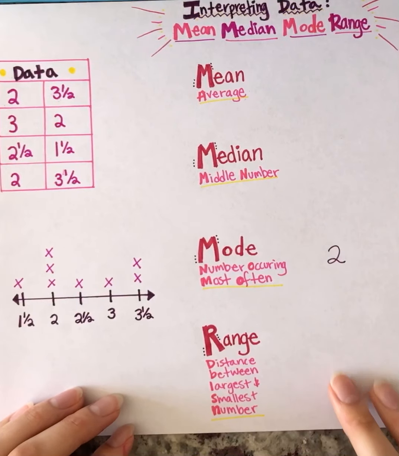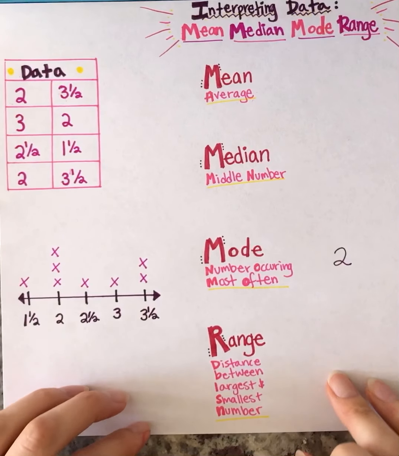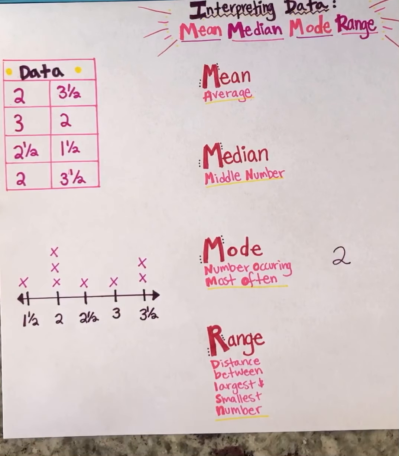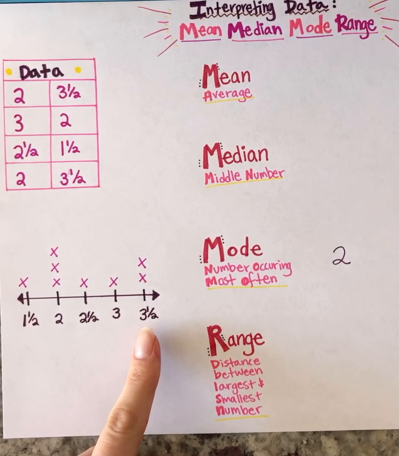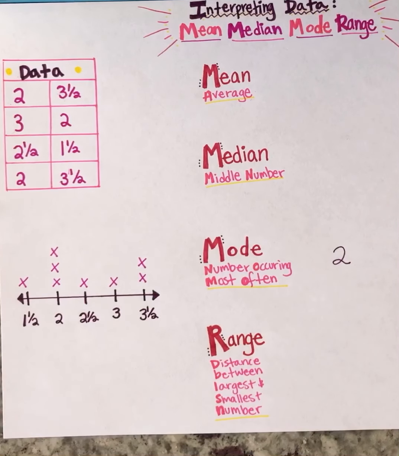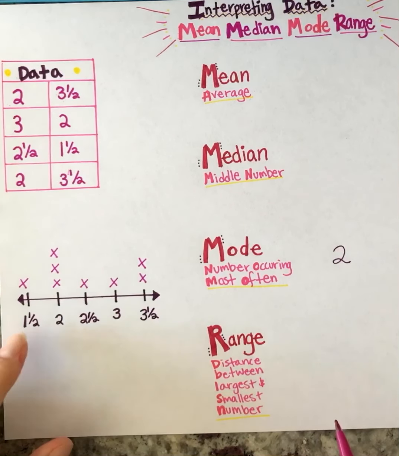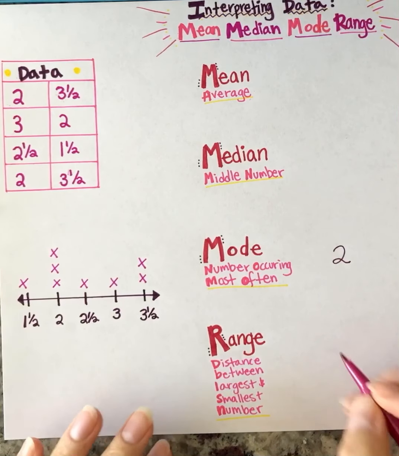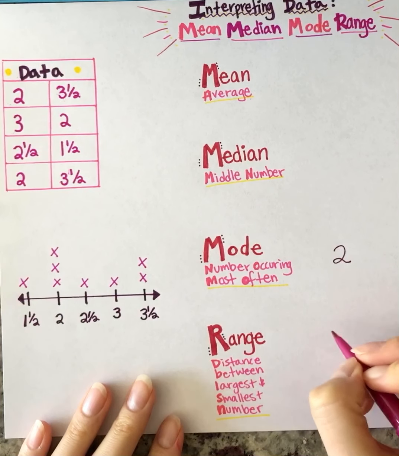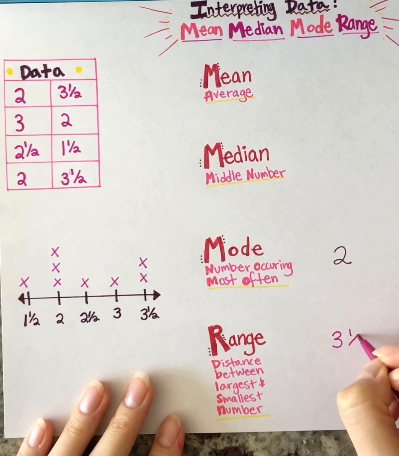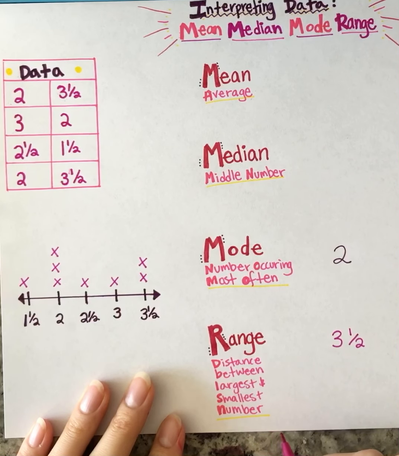Next up, we're going to be looking at the range. The range of a data set is the distance between the largest number and the smallest number. So we can tell that our largest is 3.5 and our smallest is 1.5. So we will have to subtract to find the range. So we will take our smallest amount from our largest amount. So our largest is going to be 3.5, and our smallest is 1.5.